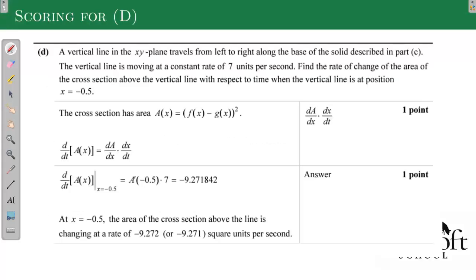I think those 2 points should be fairly straightforward too if you've been practicing. All right, then part D. This is one of the ones that comes out of nowhere. The vertical line travels from left to right along the base of the solid described in part C. So the vertical line is traveling left to right. The line is moving at a constant rate.